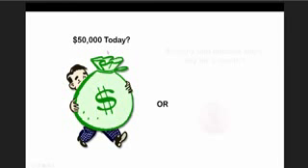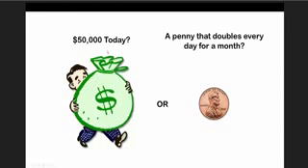So here we go. The one question I have for you, and a lot of people, this is going to tell me whether or not you know anything about investing, is if you had 50 grand right now or a penny that doubles every day for a month, which would you take? How many with the show of hands would actually take the 50 grand? Choose wisely. How many with the show of hands would take that penny? Okay, let's check it out.